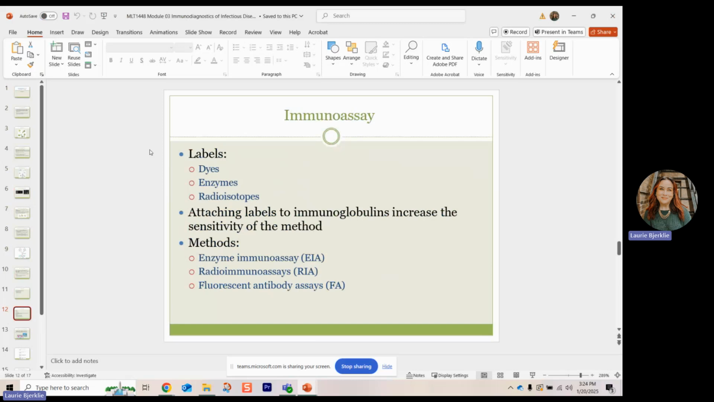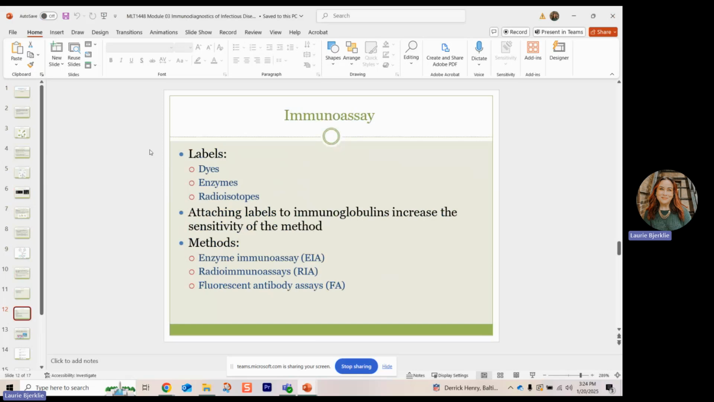You can label those antibodies with different dyes to form different colors, different enzymes, or different radioisotopes to fluoresce or give a color change. That way it helps us know, oh, something happened here. The antibody found its match. So they will label these immunoglobulins, just a fancy term for antibodies, to increase the sensitivity of the method, to be able to see that yes, truly it's positive, something was here.